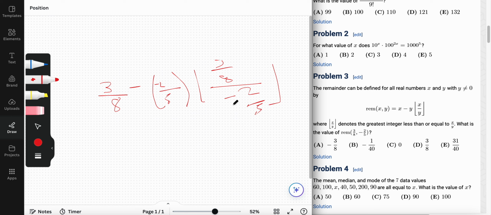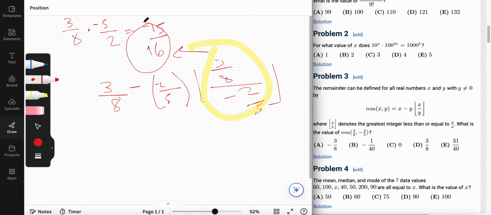Okay, I get this, right? So first of all, I'm going to try to simplify this. So I can do that 3/8 times 5/2. So I can flip these, right? And there's a negative here as well. That is negative 15 over 16. So I'm trying to find the greatest integer less than or equal to x over y. In this case, the greatest integer less than or equal to negative 15 over 16 is just negative 1. So this whole thing comes out to be negative 1.